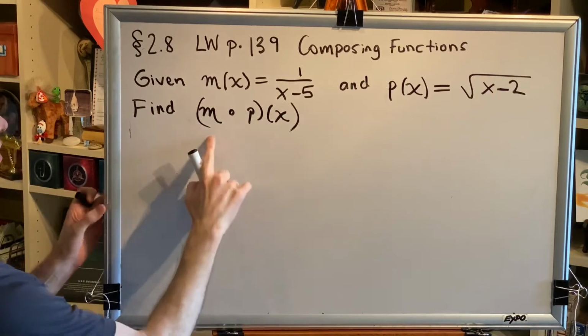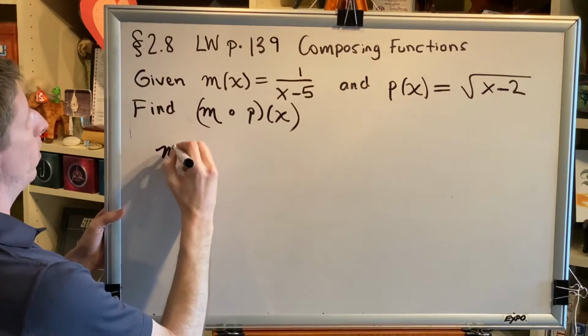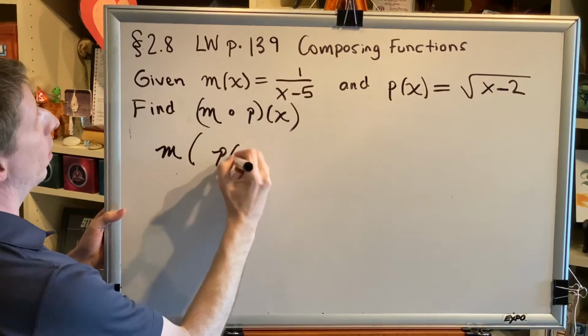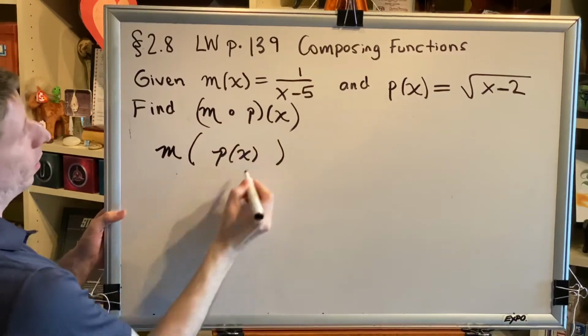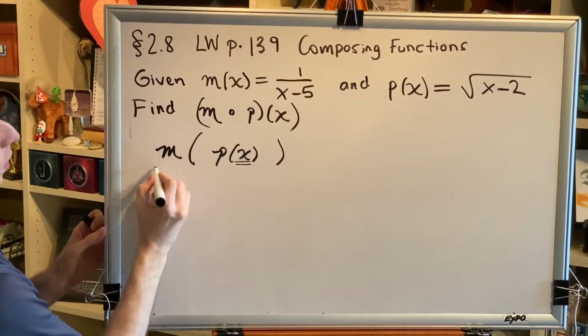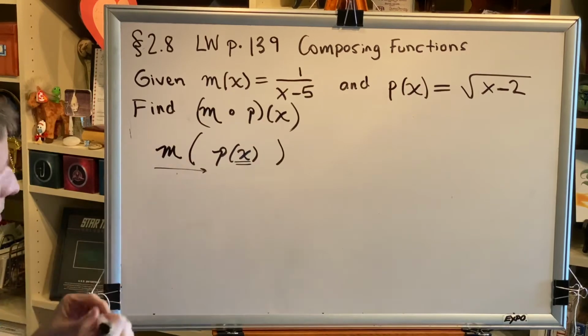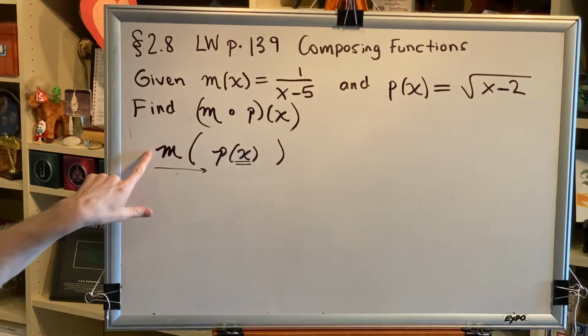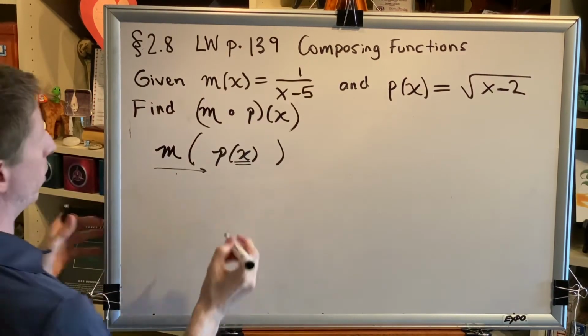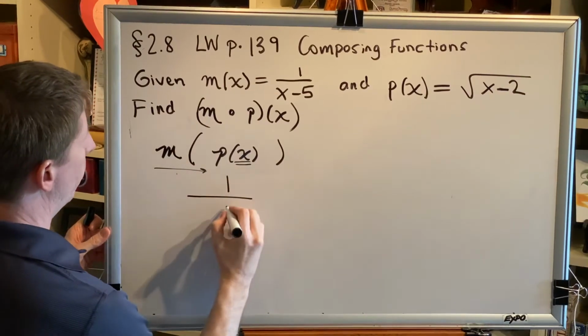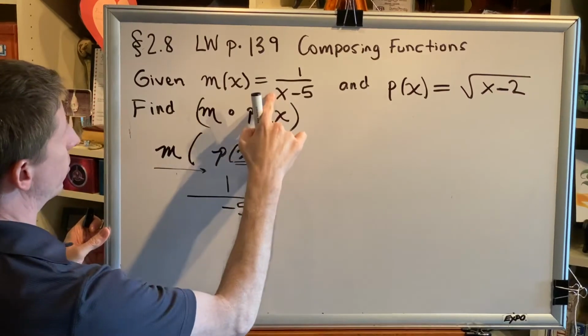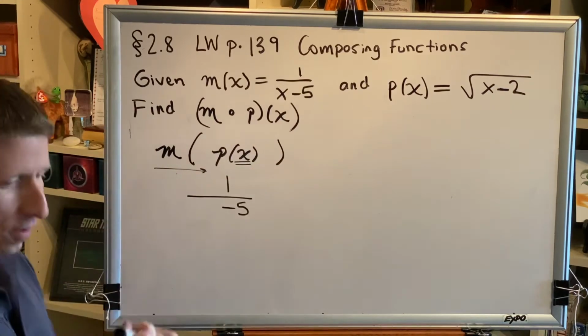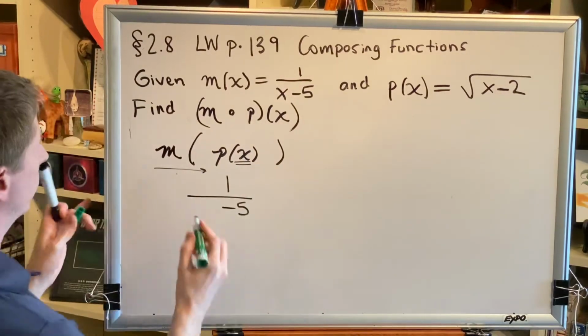Okay, first let's rewrite using the definition. M of p of x. This is a variable, so we work from the outside in. We're going to use function m, which is this, but in place of each x, we're going to put p of x in its place.